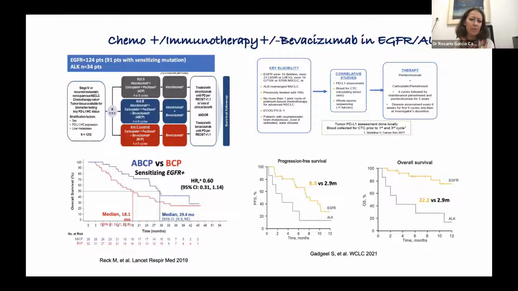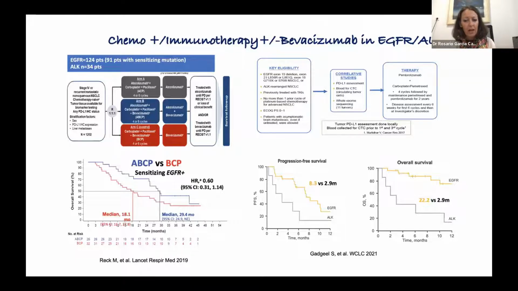We have data from the IMpower150. We know that the combination of chemo plus immunotherapy plus bevacizumab can be useful in patients with EGFR mutation. I think these results open the opportunity to investigate much more if this is really useful for this kind of population. I have tried this combination in several patients. My experience is good, it's limited, but it's good.